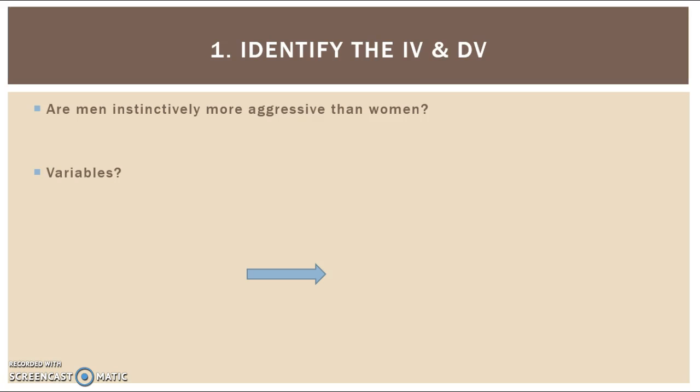Now I'll tell you a common mistake that students sometimes make is they will say that there are three variables. They'll say aggression and then men and women. Men and women, male and female, those are not two separate variables. Rather, they are attributes of one and the same variable. So your variable is gender, and that variable has two attributes, male and female. So again, to reiterate, you only have two variables in this research question, gender and aggression.